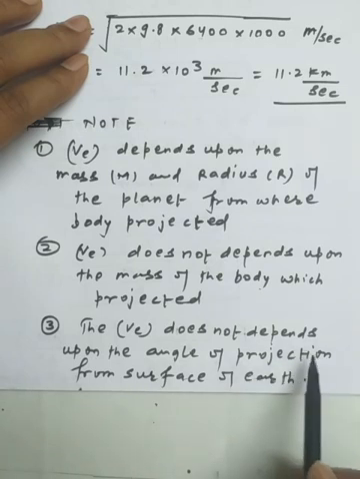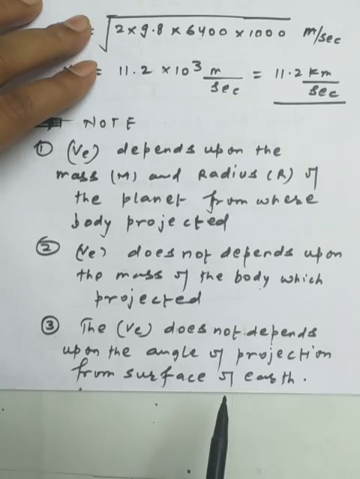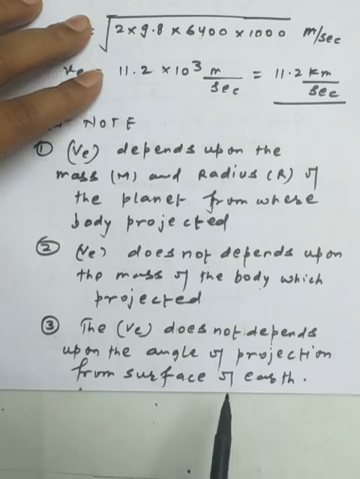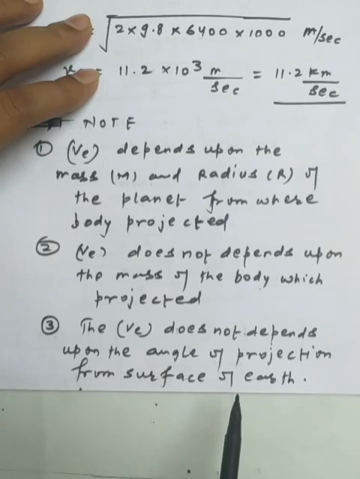The escape velocity does not depend upon the angle of projection from the surface of the earth. However, as the earth rotates about its axis, it is much easier to attain the escape velocity along the direction in which the earth rotates.